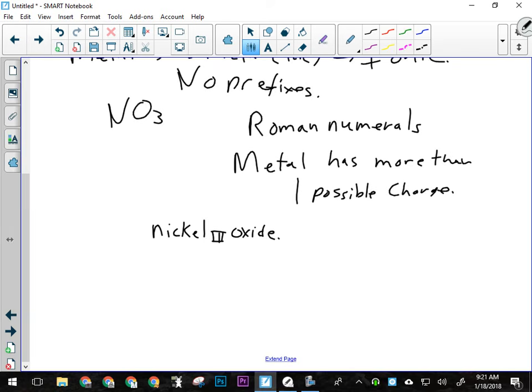So if I want to write the formula for nickel 3 oxide, the Roman numeral tells me what? Nickel has a charge of 3. There are not 3 nickels. That's 15 cents, not what we're looking for.